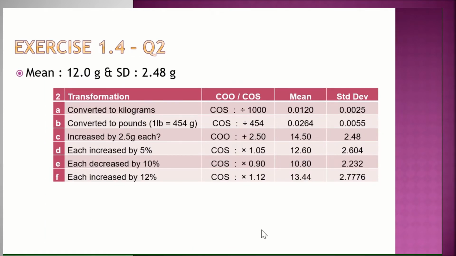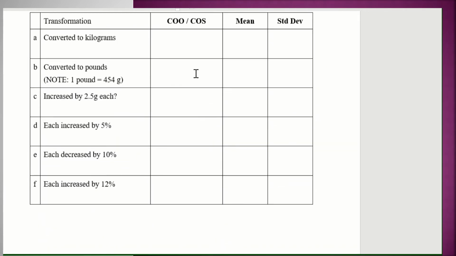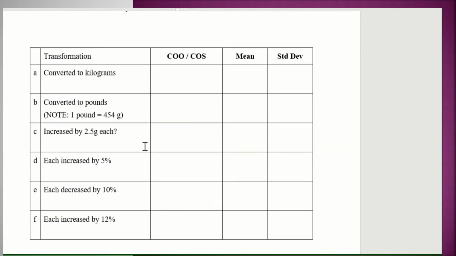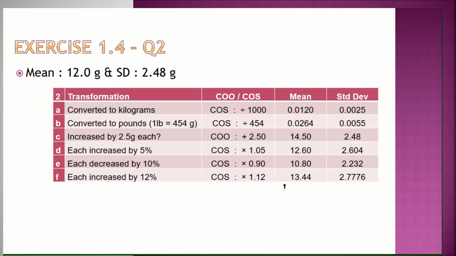Okay, so I want you to complete question 2 as well, which is not very difficult. I just want you to pause this video as you are doing. So you're going to fill up this table here. You're going to state whether it's COO or COS. Okay, so you're converting to kilograms. What are you doing when you're converting to kilograms? You need to divide 1,000. So it's COS, that sort of thing.